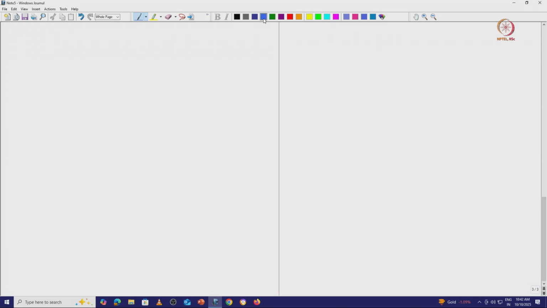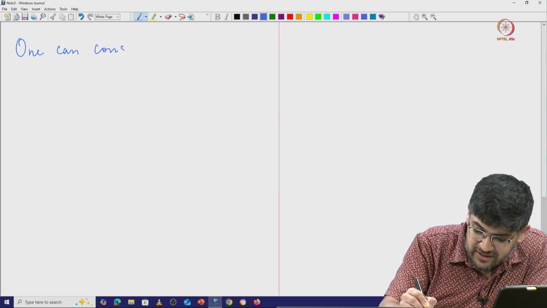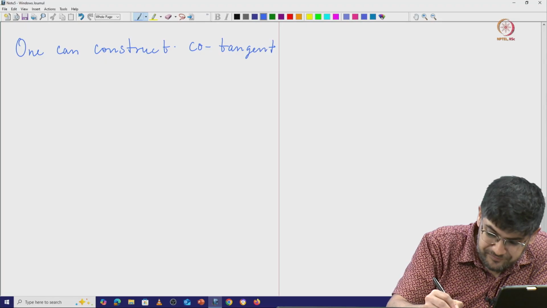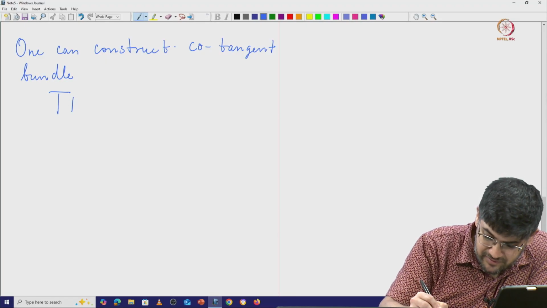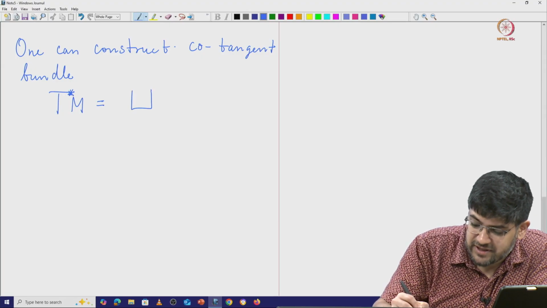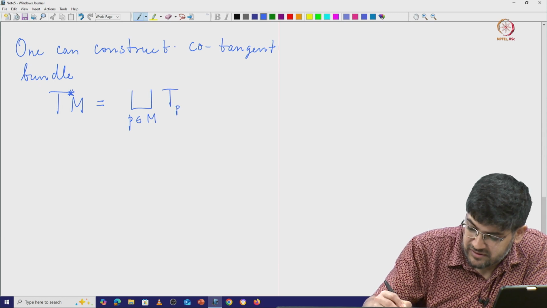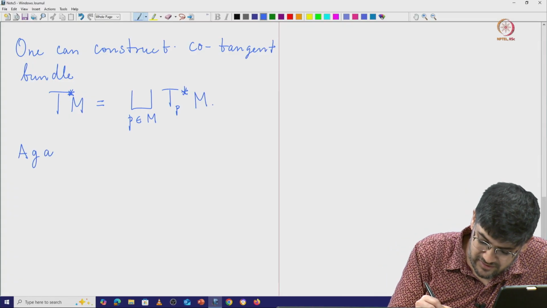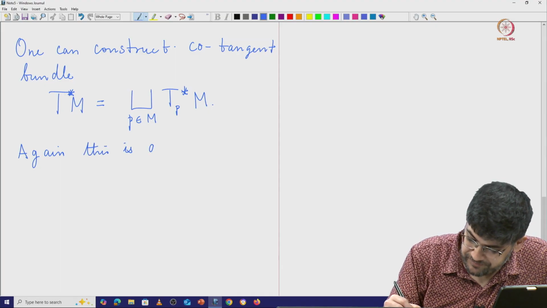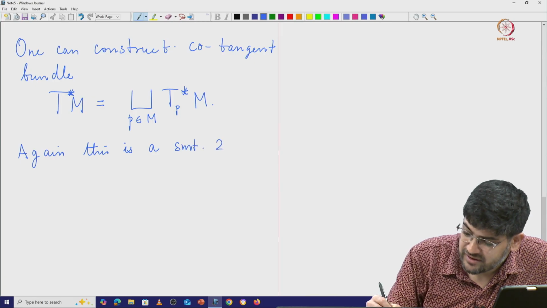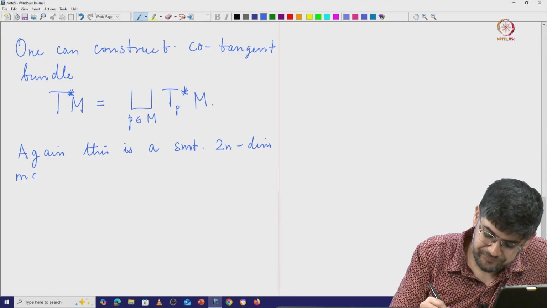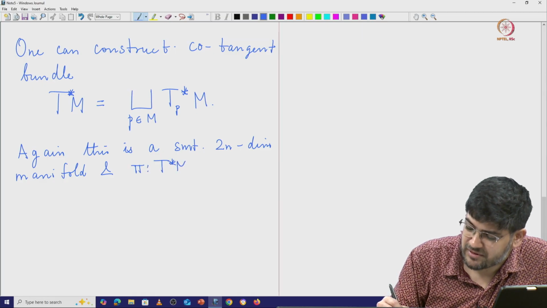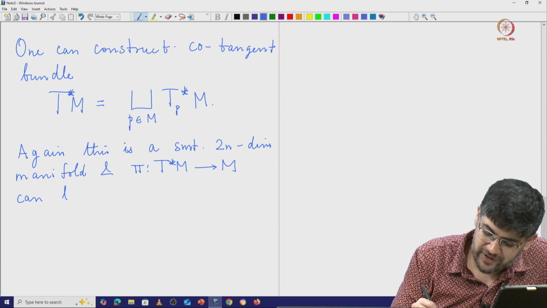So one can then, similar to the tangent space, construct the cotangent bundle T star M. This is just the disjoint union of the cotangent spaces at each point, and again this is a smooth 2n dimensional manifold, and if you look at the natural projection map, this can be given the structure of a vector bundle.